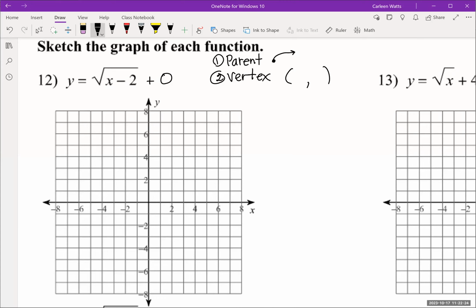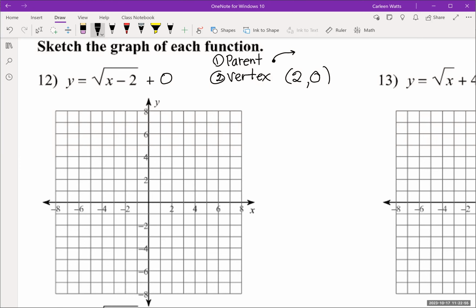The X coordinate is +2. Does that make sense? The X coordinate is +2. The Y coordinate is 0. So (+2, 0). And you're going to start to notice a pattern. Opposite sign for the X, same sign for the Y.